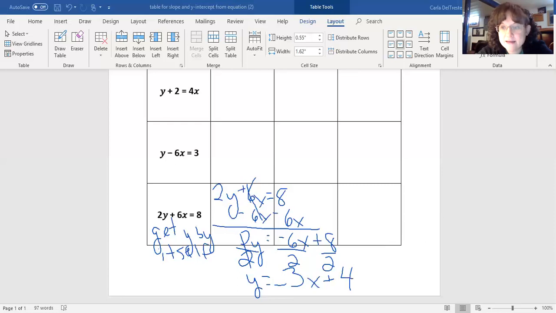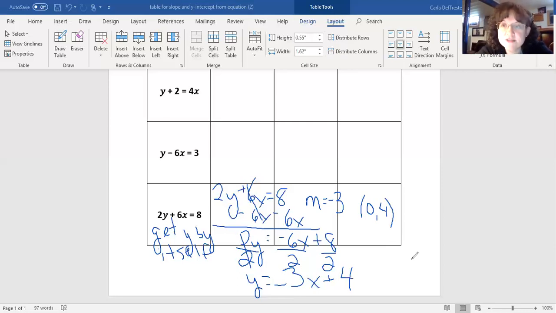What does that mean my slope is? That means my slope, m, is negative 3. And what does that mean my y-intercept is? That means my y-intercept is (0, 4).